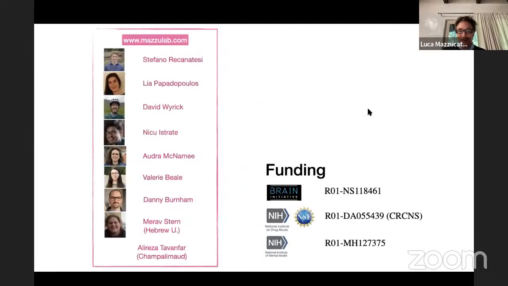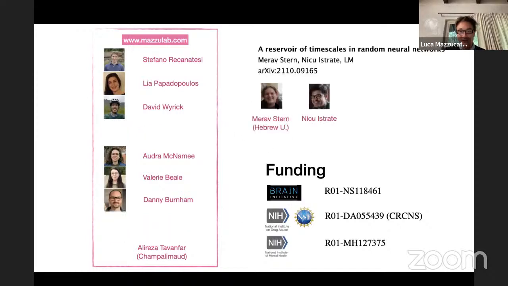Before I start, I first want to highlight the people who did the work in my lab. So this is the lab, and the people who did the work are Merav Stern, who's at Hebrew now, and Niku, and this is our preprint that's now under revision, and I encourage everybody to look at it if you want to know more about the details.